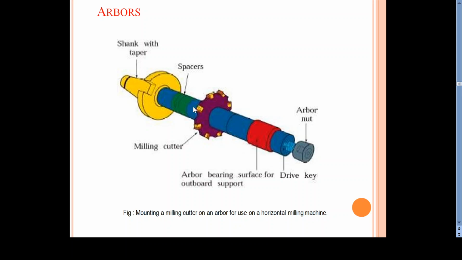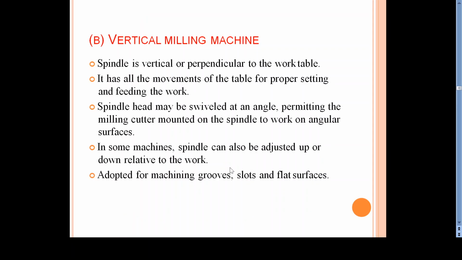And here this is the spacer. These are the spacers, and this is the milling cutter. So the milling cutter is inserted by removing these spacers. First of all, we have to unbolt this one. So there is a nut there, just loosen that nut and take out all the spacers and insert the milling cutter. After inserting the milling cutter, again you can insert the spacers, and finally you can tighten this nut so that there will not be any movement for this milling cutter. So when the arbor rotates, the milling cutter also will rotate.